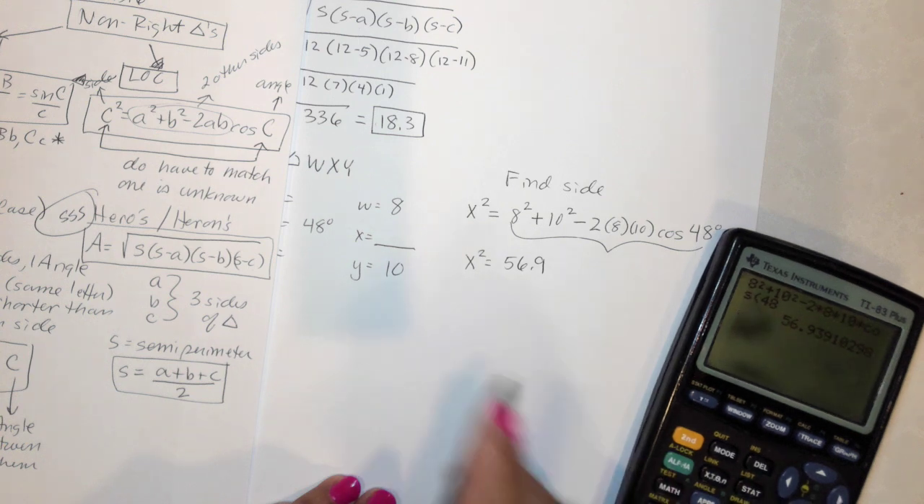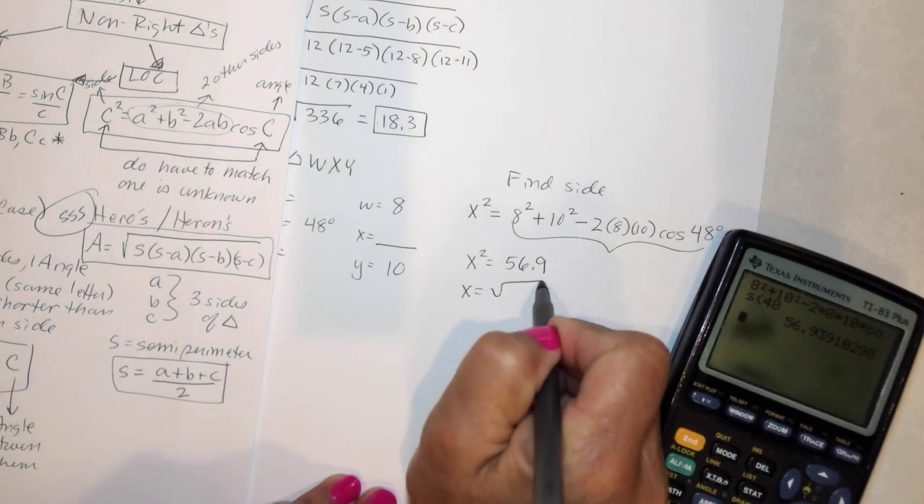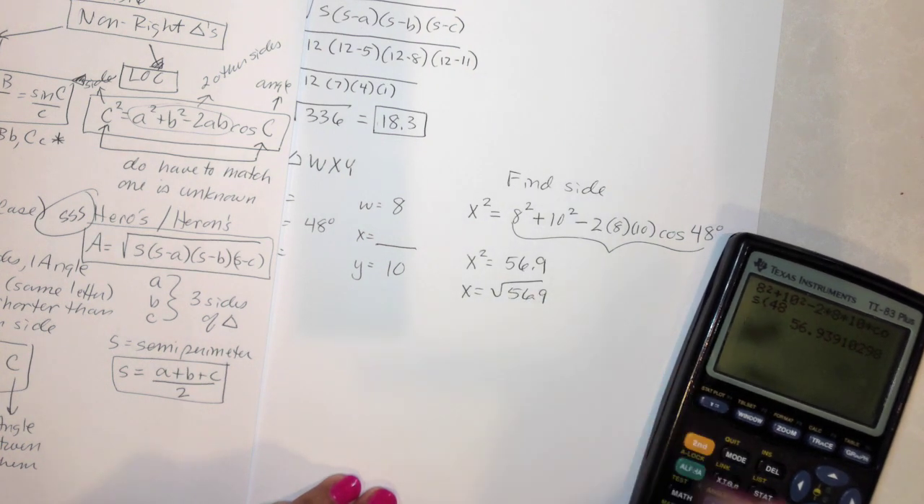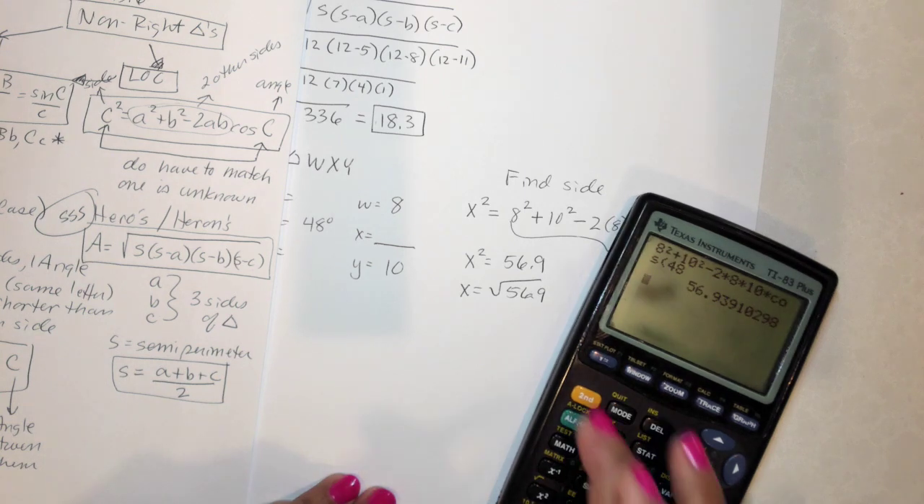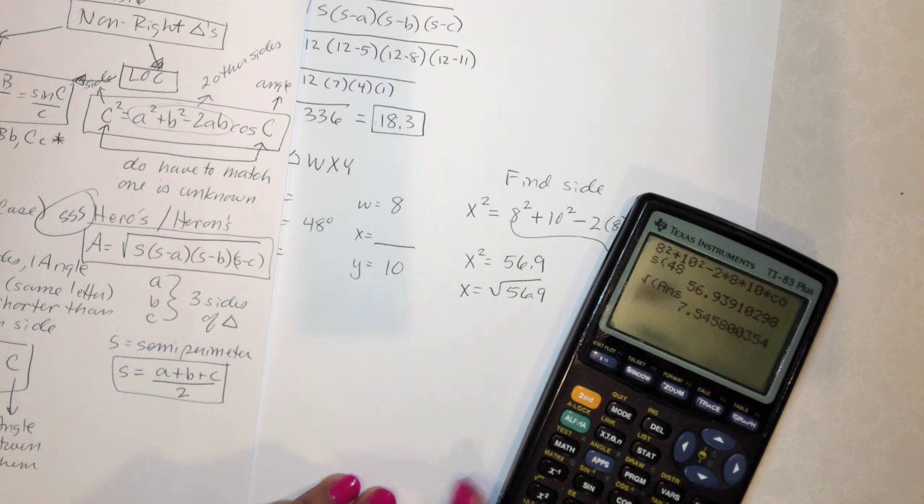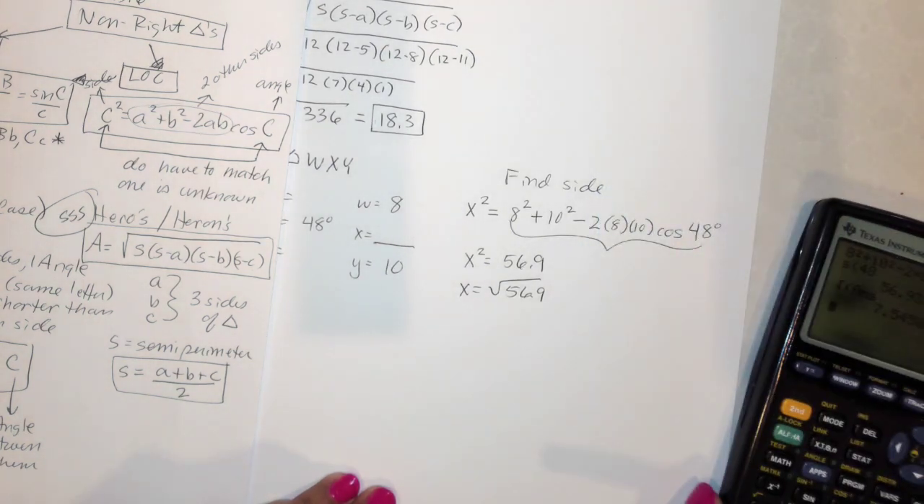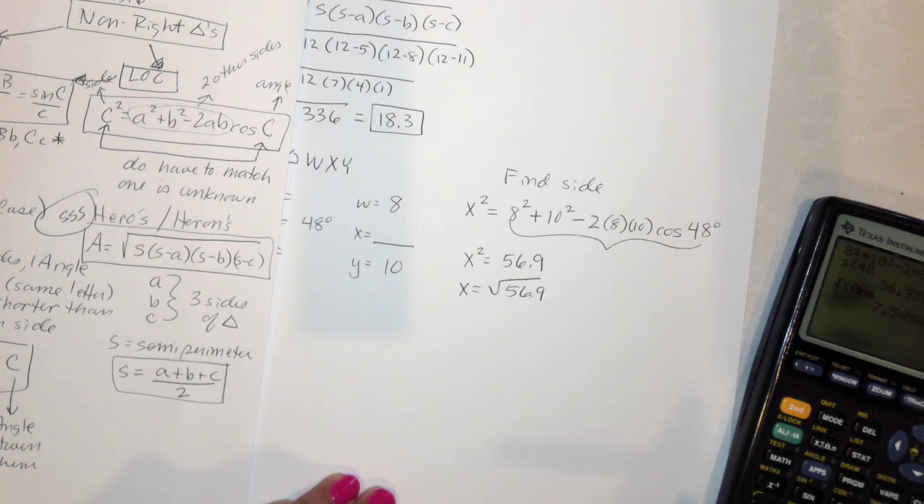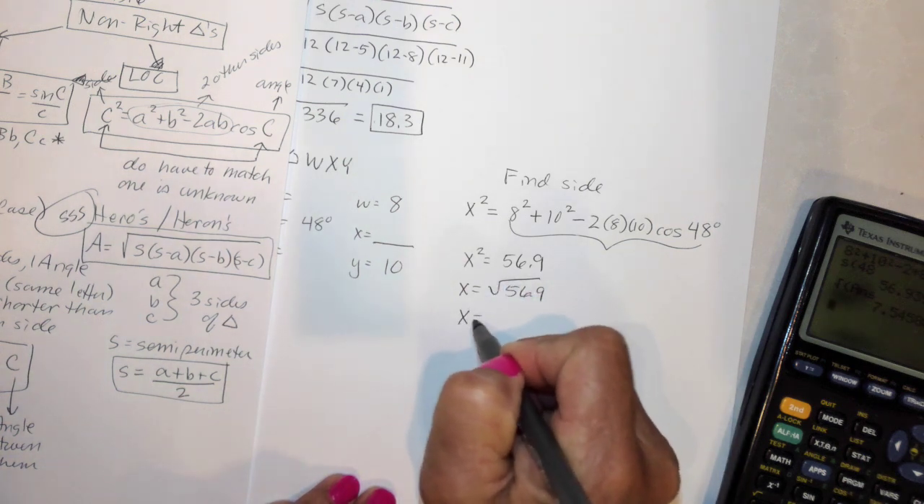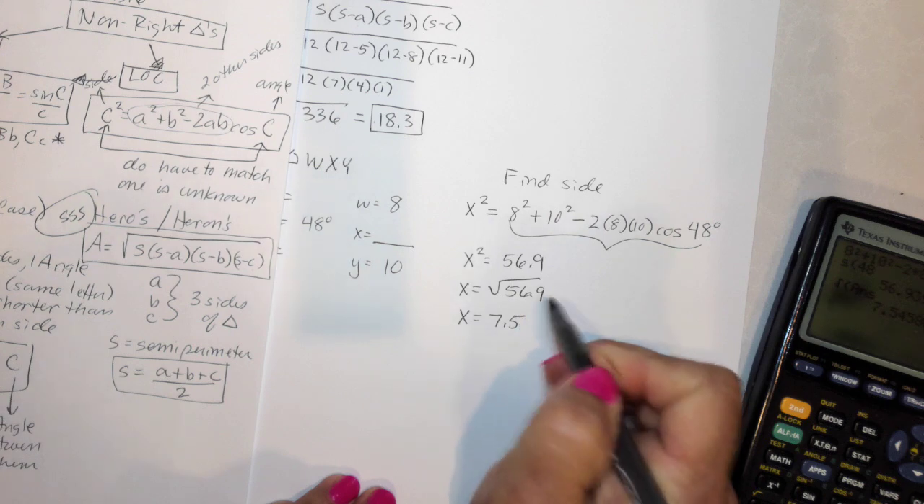56.9, but keep in mind that's x squared. So I need to square root that, and I don't have to do a plus minus in this case because I am finding the length of something, and so it can't be negative. So I'm finding 7.54. Round to the nearest tenth, it says. Okay, so x is going to be 7.5.